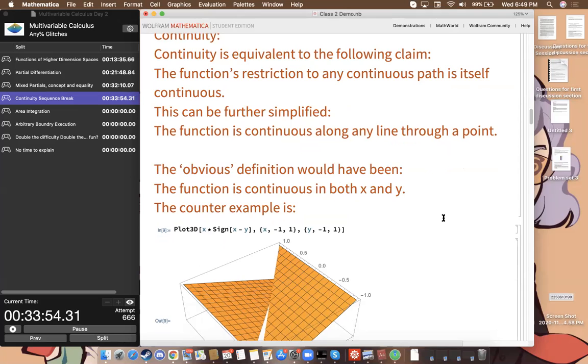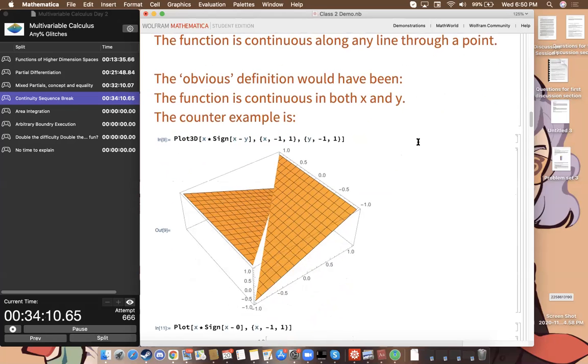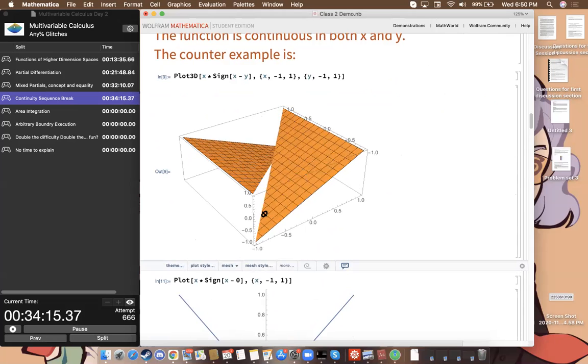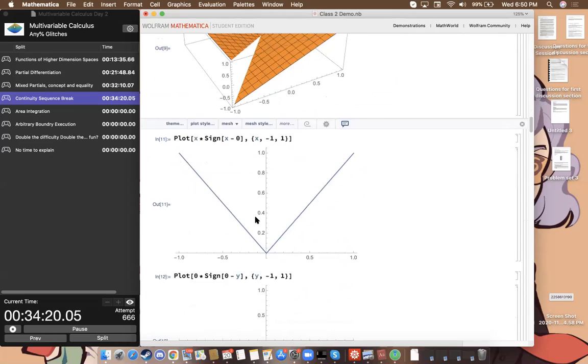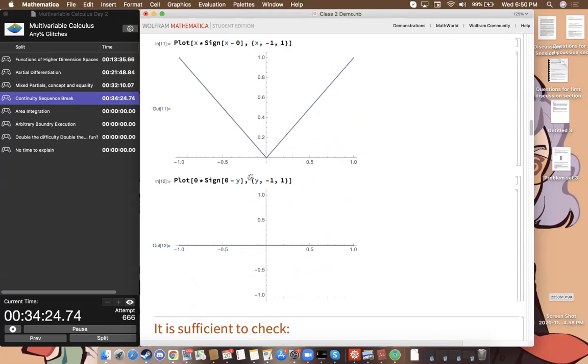You can say it's only continuous at certain points if it's continuous for all cuts through some points, but not through other points. Then it's continuous at those points where you can take those cuts. So the obvious definition would have been a function is continuous if it's continuous in both x and y. But here's the counterexample. Does this function look continuous? No, it doesn't. But if we actually take its cut through the origin along x and y, it produces two perfectly continuous functions.